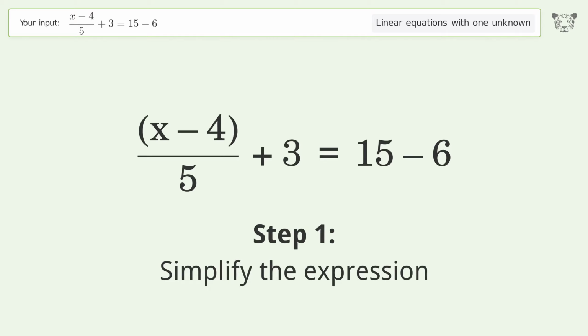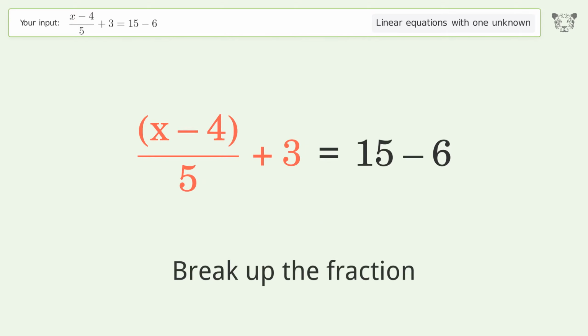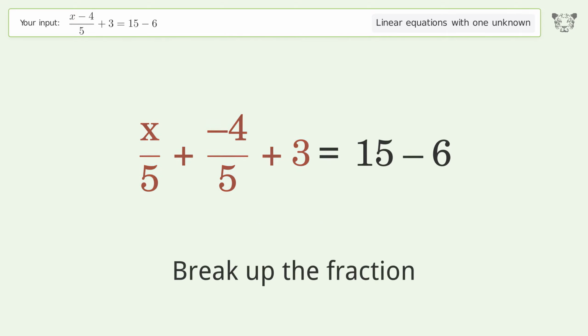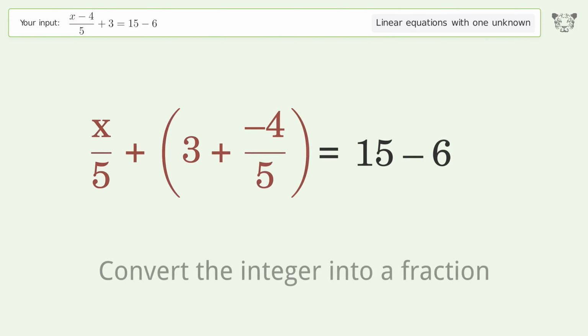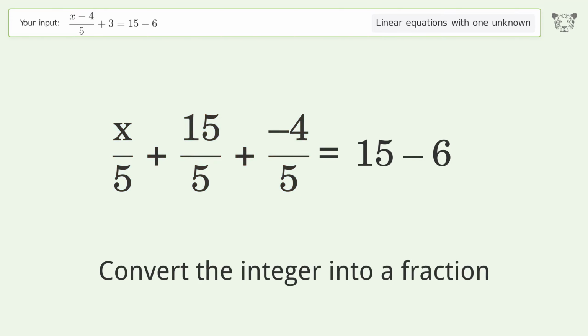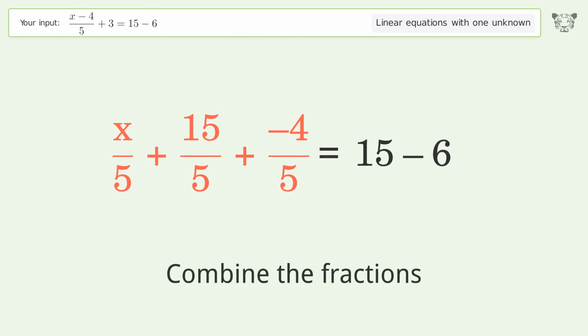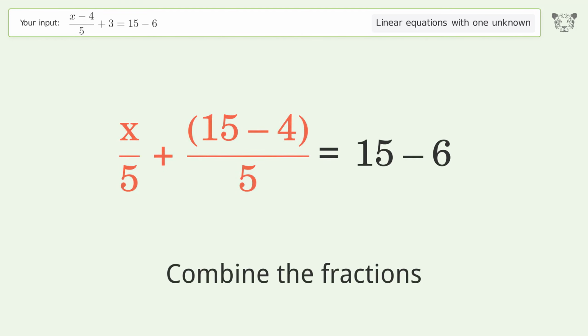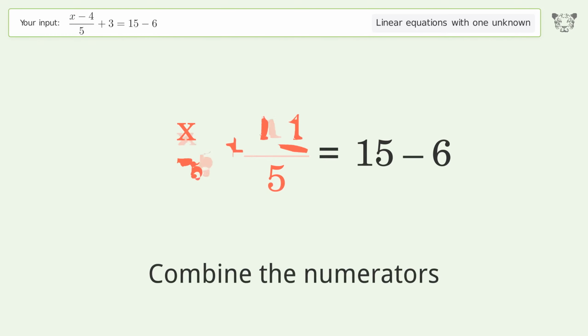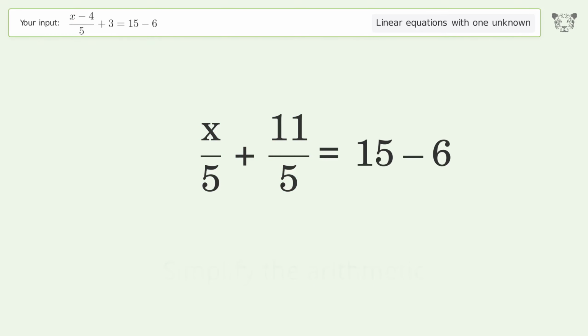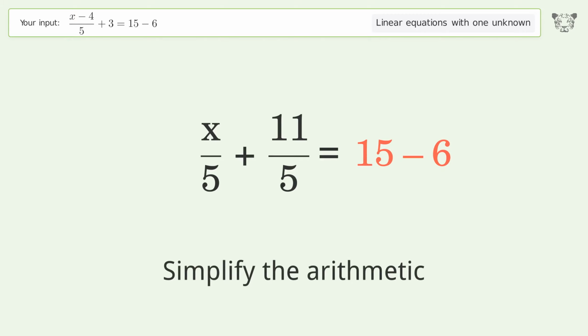Simplify the expression. Break up the fraction. Group like terms. Convert the integer into a fraction. Combine the fractions. Combine the numerators. Simplify the arithmetic.